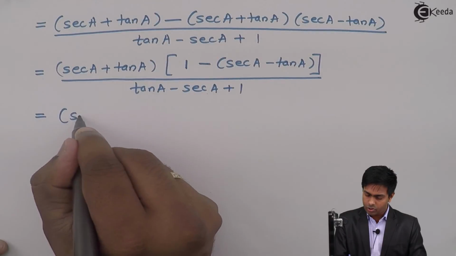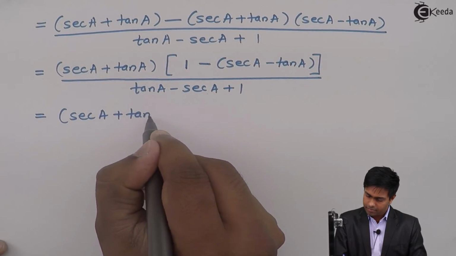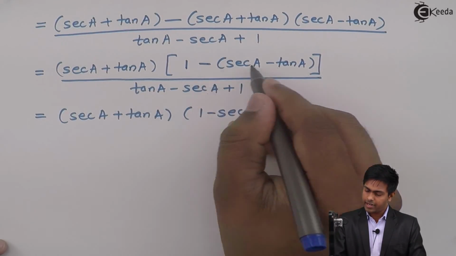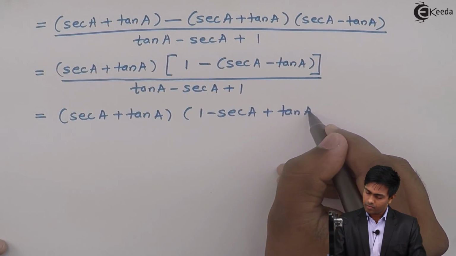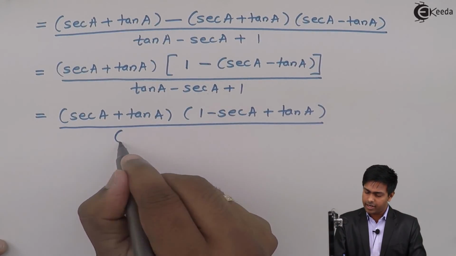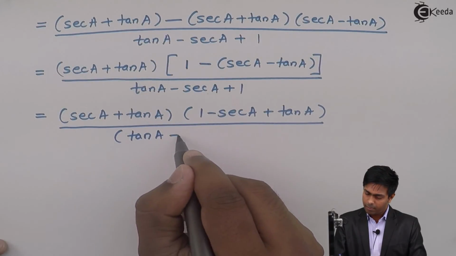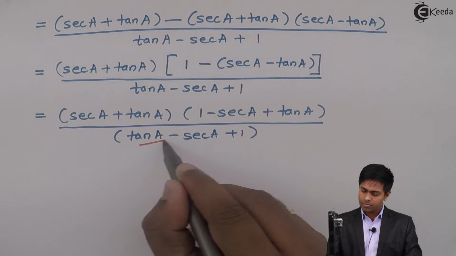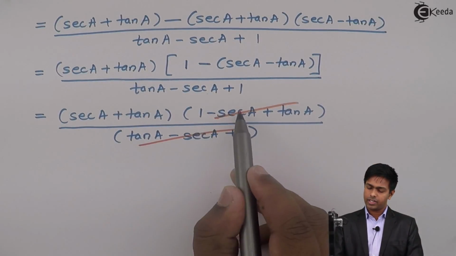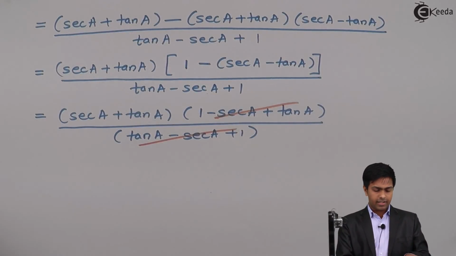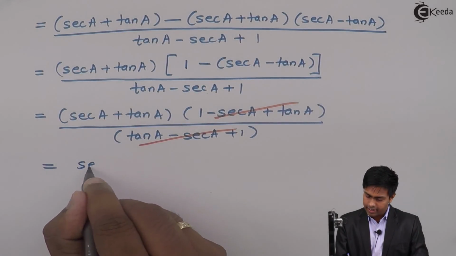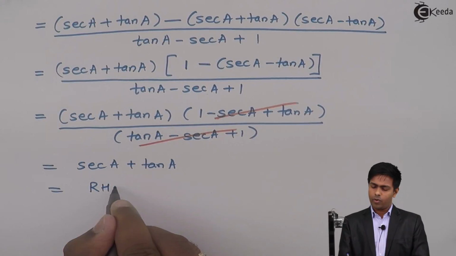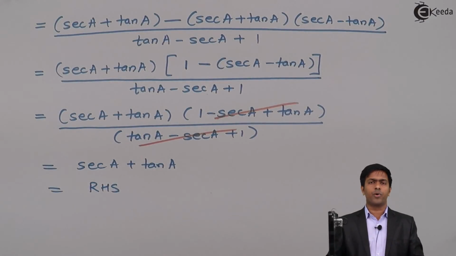Now let us solve the numerator. So sec A plus tan A as it is, and here we will get 1 minus sec A, and minus minus plus tan A, and in the denominator we have the same term, that is tan of A minus sec of A plus 1. So I can cancel these two terms because we have positive 1, negative sec A and positive tan A, and after cancellation we got sec A plus tan A, and that is nothing but our required right hand side. So here we have proved the given result.